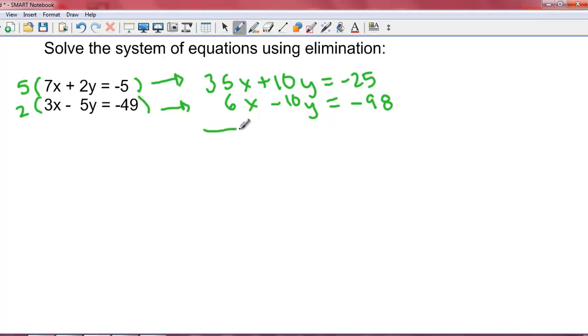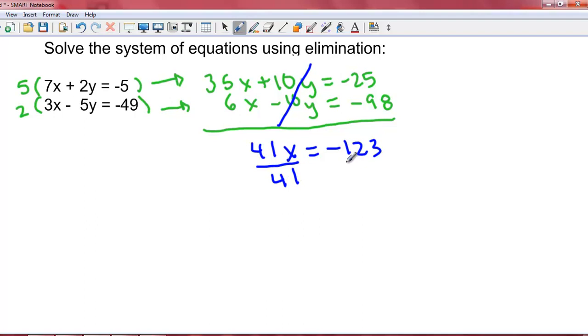And so we have our two y's all set up to be eliminated, the positive 10 and negative 10 coefficients. So then we can add the other pieces of our equations. So we have 41x equals negative 123. And we want to divide both sides by 41. And we get x equals negative 3.